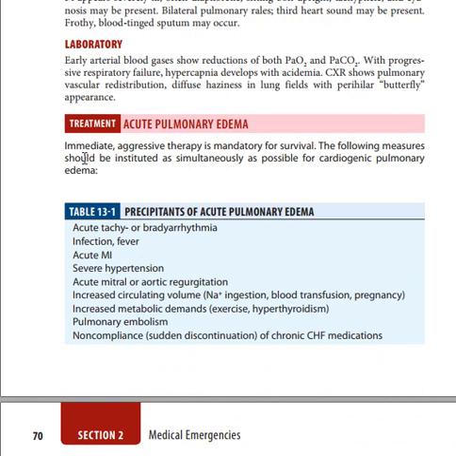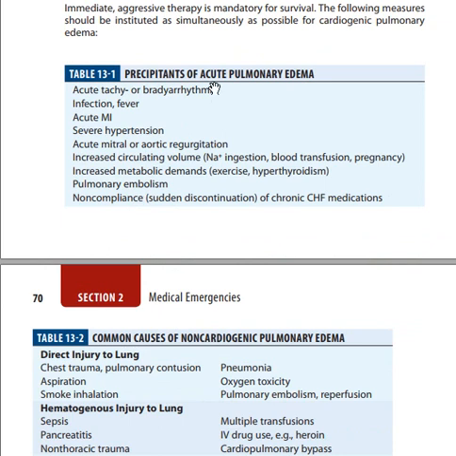In acute pulmonary edema, immediate aggressive therapy is mandatory for survival. The following measures should be instituted as simultaneously as possible for cardiogenic pulmonary edema. We have now the precipitating factors. What are the precipitants of acute pulmonary edema?